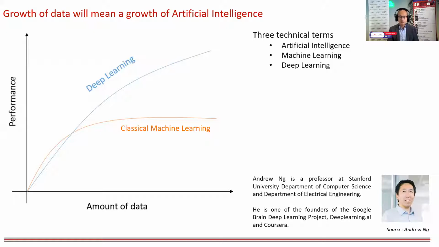Over the last 4 minutes, I've brought up 3 technical terms: artificial intelligence, machine learning, and deep learning. So over the course of this short sharing, I'll be going into detail about these 3 terms, and hopefully by the end of it, you'll get a clearer understanding of what these terms actually mean. But first, we have artificial intelligence.